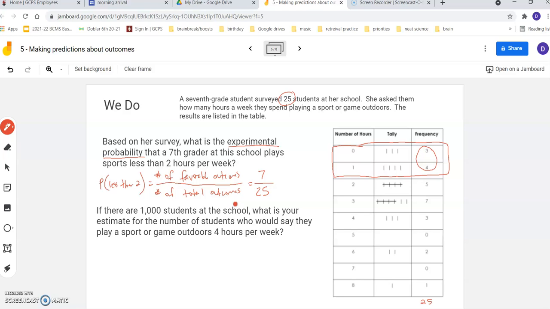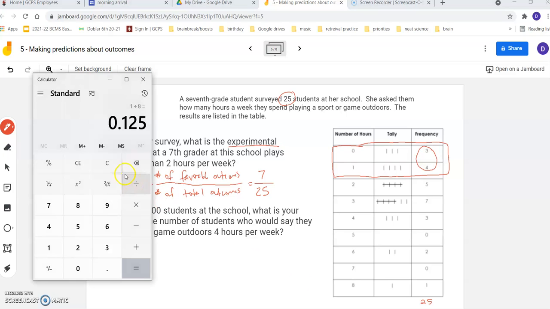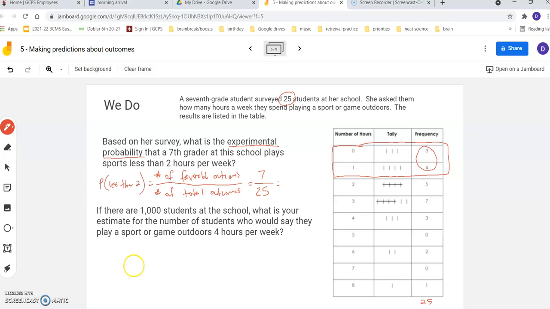So the probability of a 7th grader playing less than 2 hours of sports per week is 7 out of 25. I can't reduce that fraction. 7 is a prime number. It can only be divided by 1 and 7. 25 can't be divided by 7. As a decimal, 7 out of 25 is 28 hundredths, which is 28%. So 28% of all of the 7th graders played sports less than 2 hours a week, or 7 out of 25.